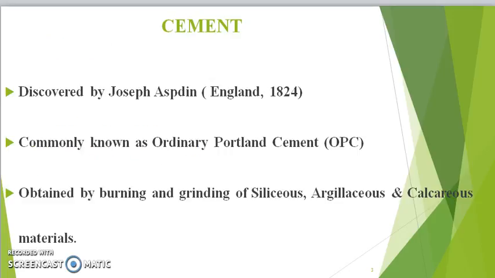First, introduction. Cement. Earlier, lime was the most commonly used binding material. Later, cement was discovered by Joseph Aspdin and is most commonly known as ordinary Portland cement. It is obtained by burning and grinding of siliceous, argillaceous and calcareous materials. Siliceous means those containing silica, argillaceous means materials containing alumina, and calcareous means materials containing calcium.